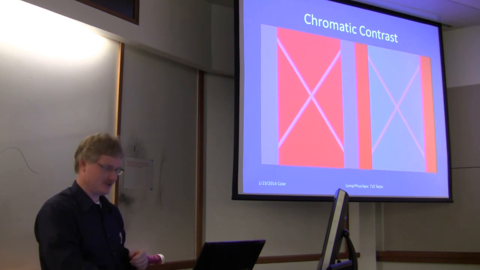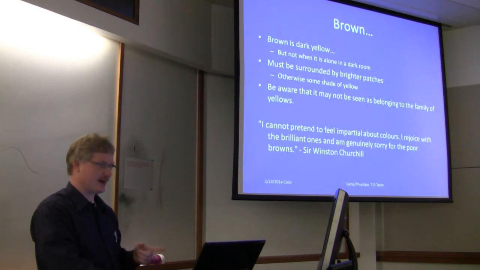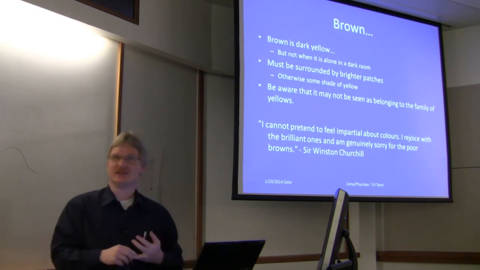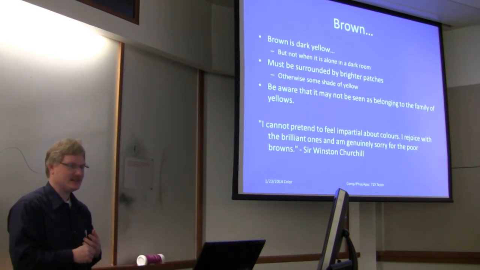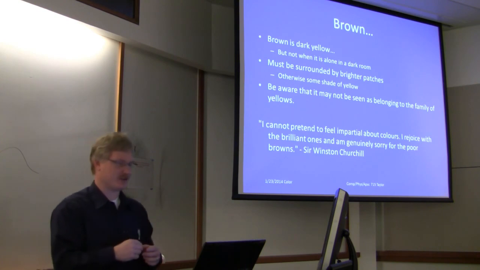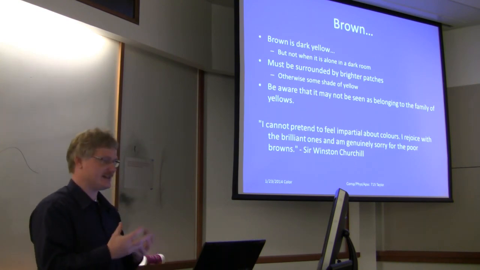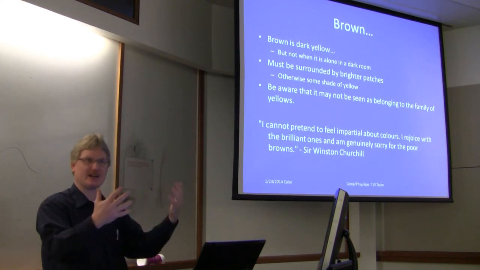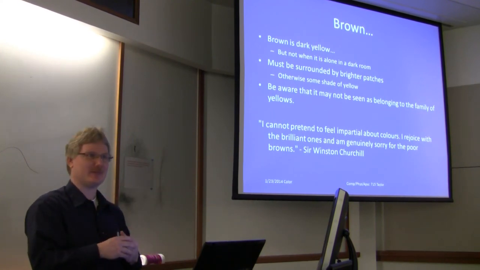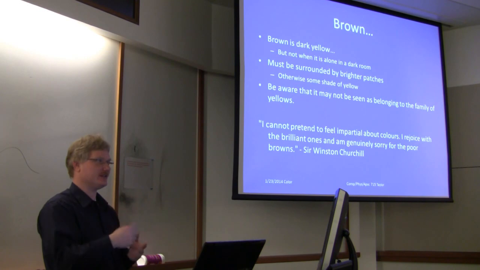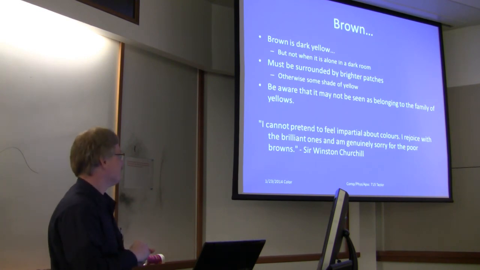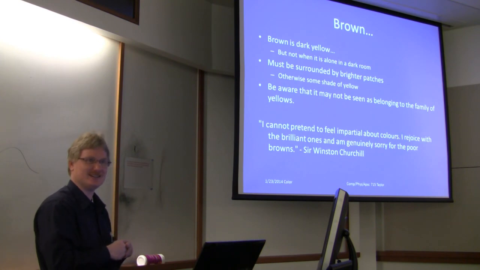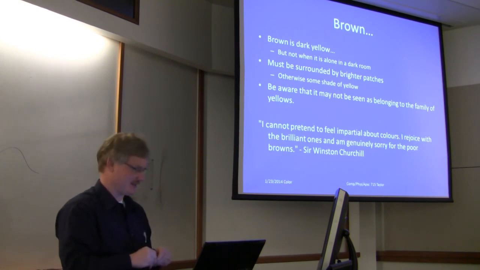All right. Brown. See, I told you brown was coming. It's dark yellow, but not when it's alone in a dark room. It has to be surrounded by brighter patches, so it won't be seen as belonging to the family of yellows. That's a little annoying because you want a yellow to black color map, and then this weird color shows up, brown, and it's not seen by the user as yellow. And Winston Churchill feels really sorry for brown, around all the colors. It's kind of a yucky color.